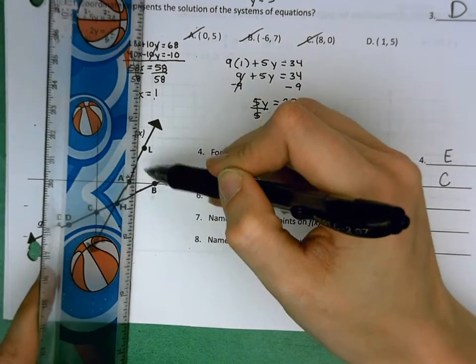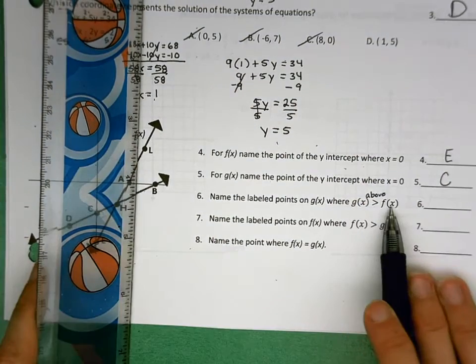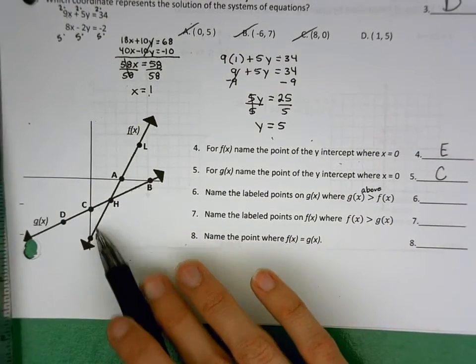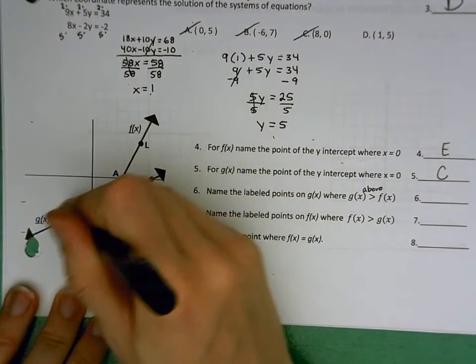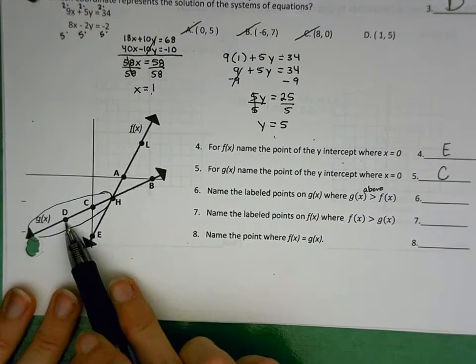And so over here, f of x is above g of x. If I want to know where g of x is above f of x, I'm looking at this half. G of x is above f of x. And so what points are on that section of that line? Well, I've got D and I've got C.